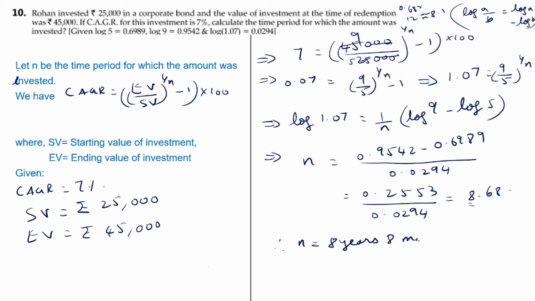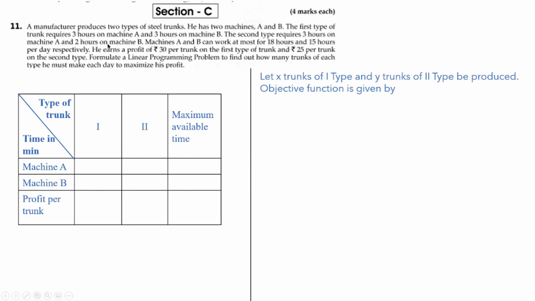So here writing the formula carries 1 mark, then substituting the values up to this step carries 1 mark, and then finding the value of n and writing it carries 1 mark. Total of 3 marks for this question. Moving on to the next section, which carries 4 marks each.